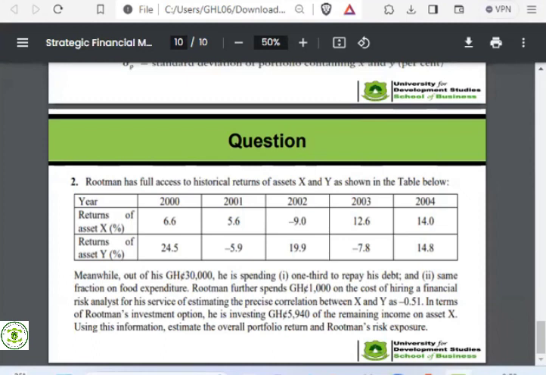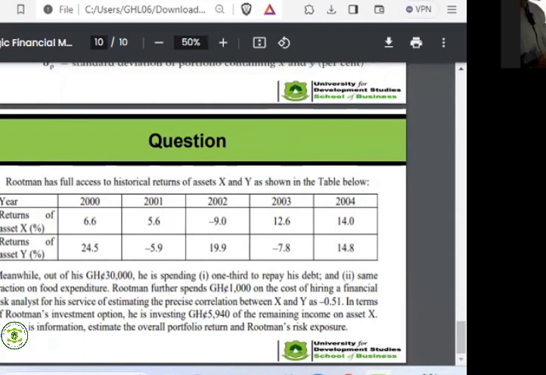I'm not going to solve this question. That will be your assignment, but I just want to give you how to go about it. Debt service is one third of 30,000. And he's also spending the same fraction on food expenditure, which means that food expenditure is also one third. Is that not it?